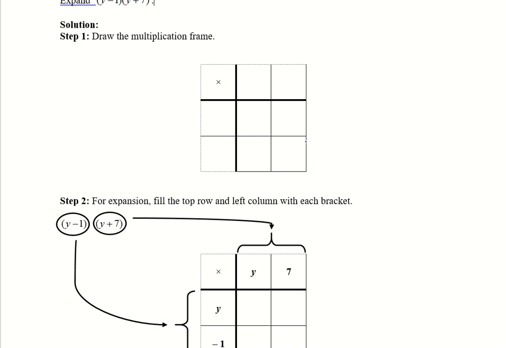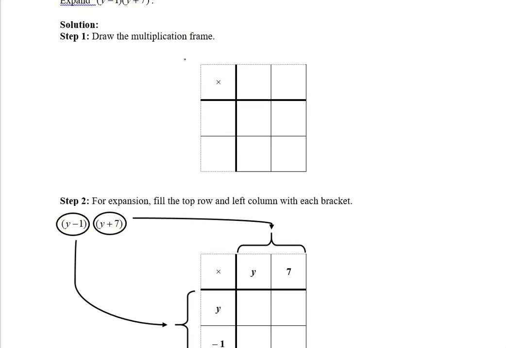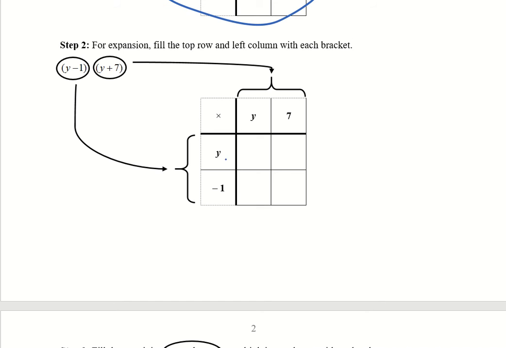Okay, so how we are going to expand these algebraic expressions is by using this thing called a multiplication frame. So this thing over here is what we call a multiplication frame. So what you do is you have two brackets. The first bracket will go to the top row and the second bracket will go to the first column over here. Actually, it doesn't really matter. You can switch them around. You can also have something like this.